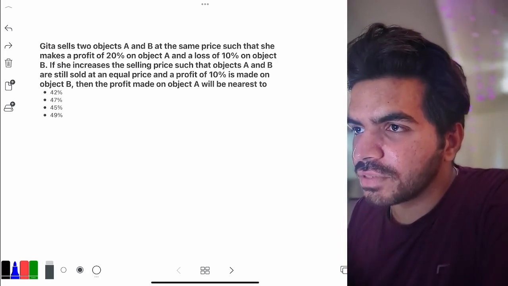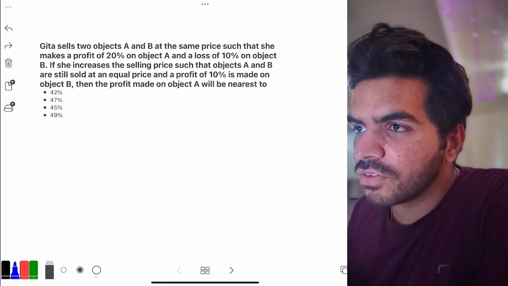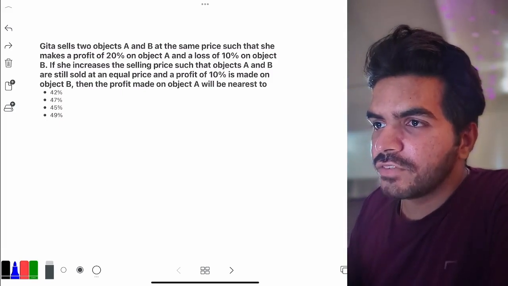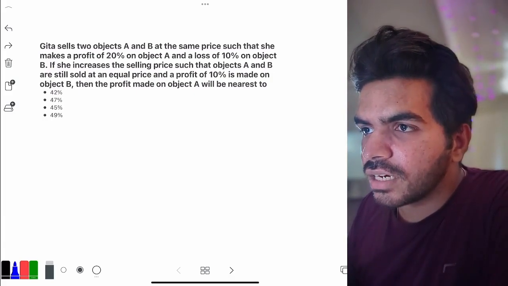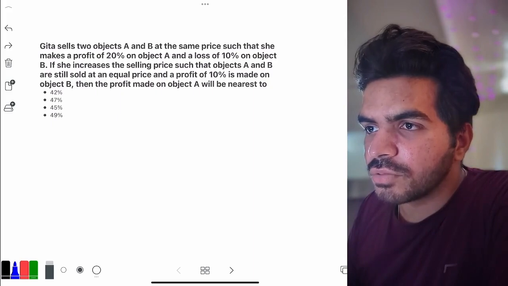Geeta sells two objects A and B at the same price such that she makes a profit of 20% on object A and a loss of 10% on object B. If she increases the selling price such that the objects A and B are still sold at an equal price and a profit of 10% is made on object B, then the profit made on object A will be nearest to.